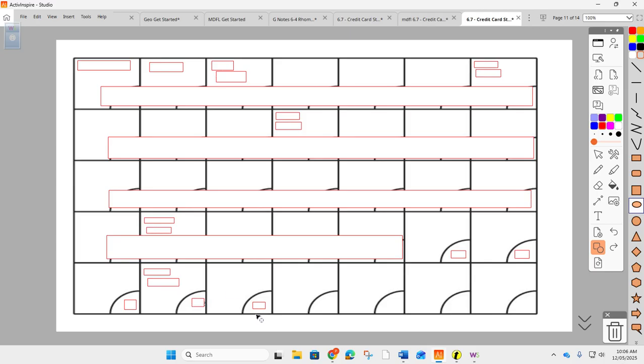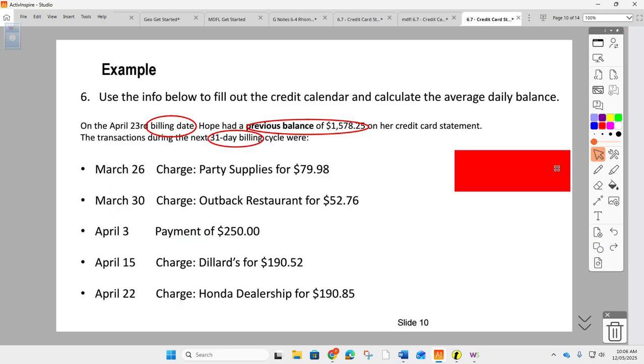I forgot I've got a little sheet for you here. So the billing date's going to go here. So I do want you to write this. I'm going to make it bigger for you.